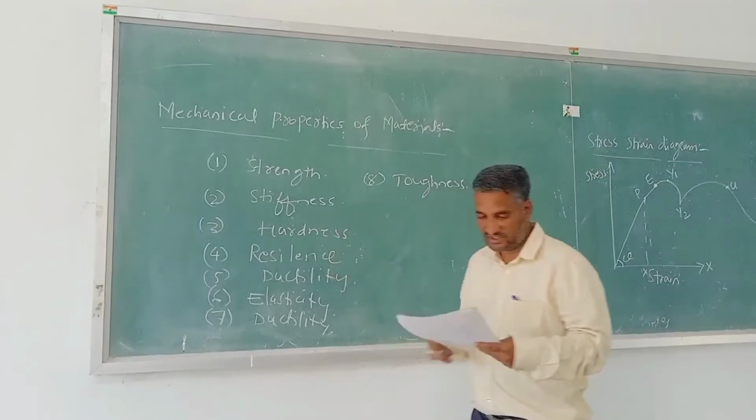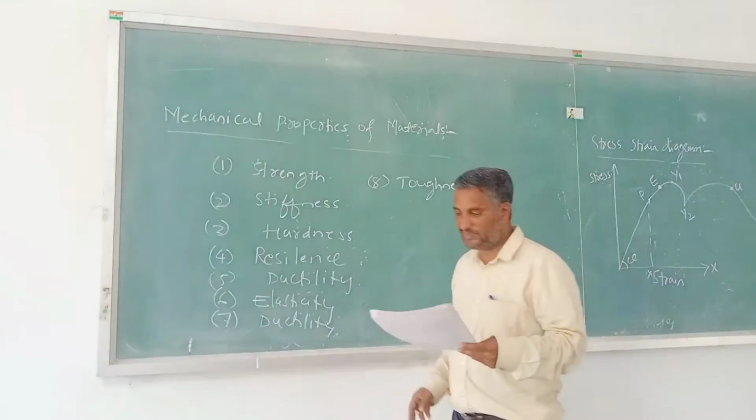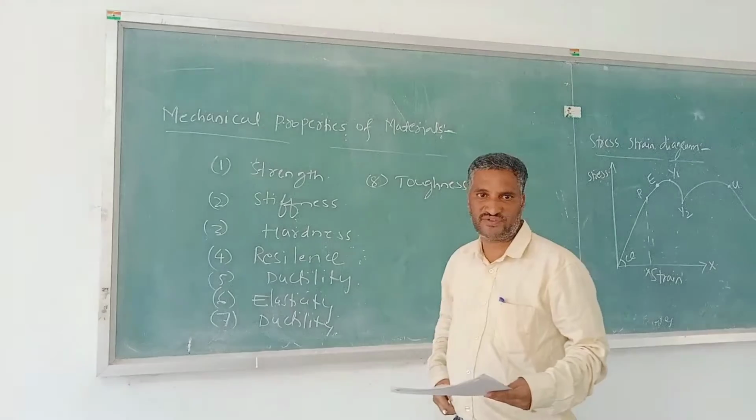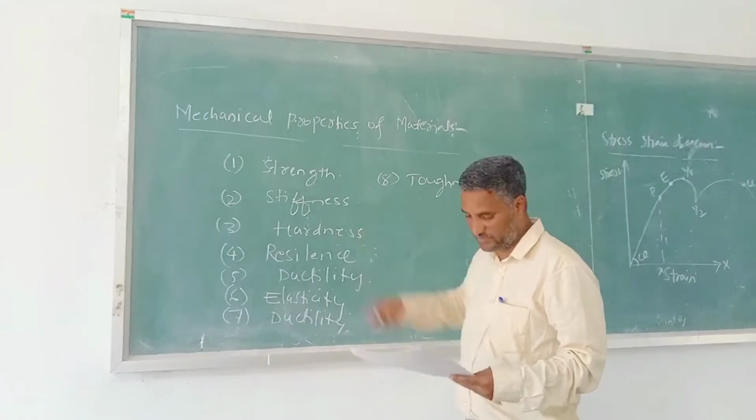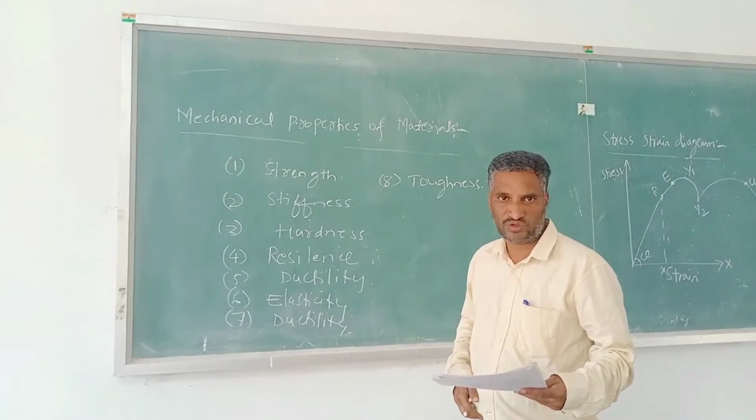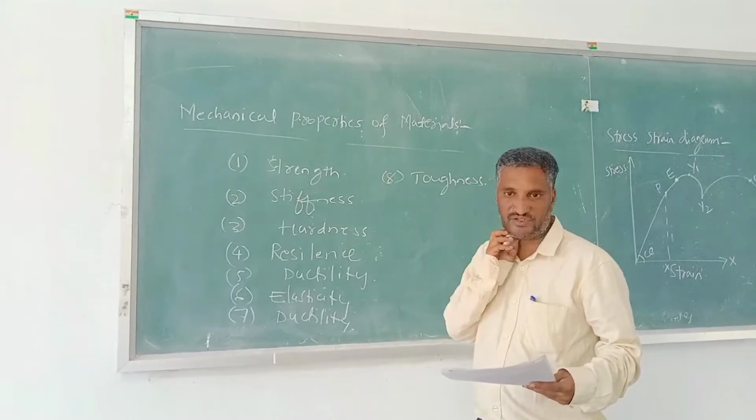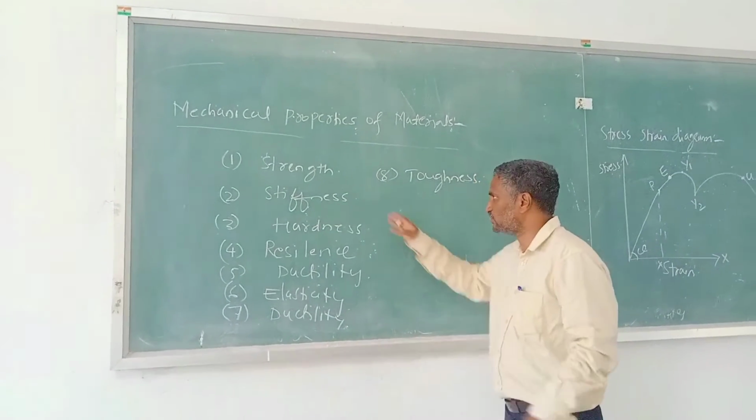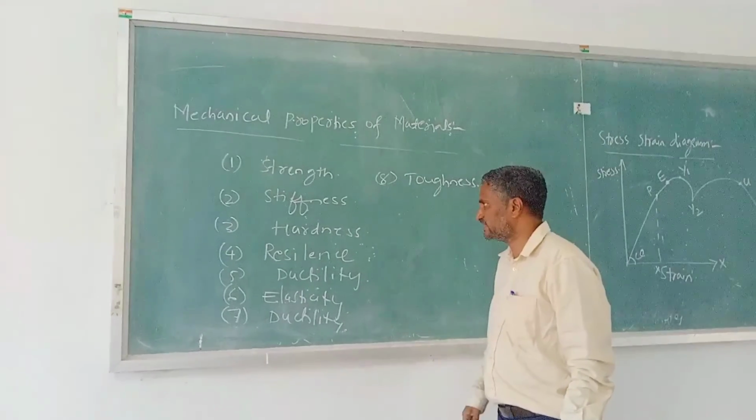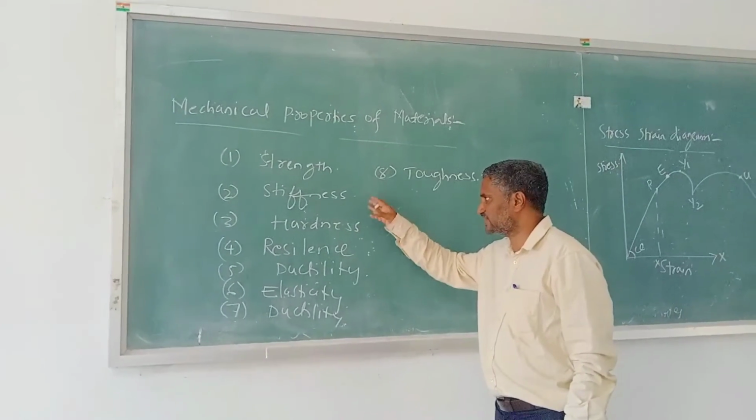Next, stiffness: the ability of material to resist the deformation induced due to load is known as stiffness. When I say a material is more stiff, it undergoes smaller deformation when subjected to load. Such stiffness you can find in spring materials, right? In materials like spring material you can find stiffness.